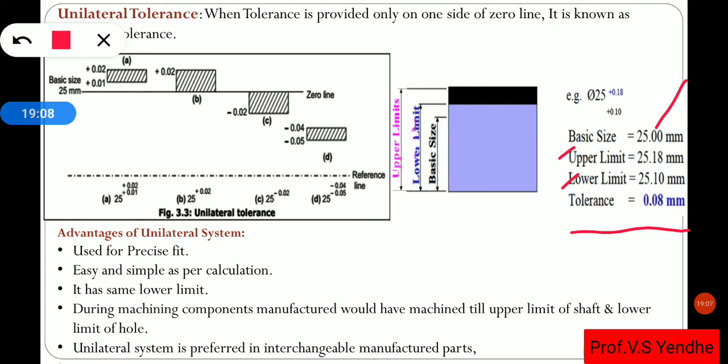We can say that whatever the tolerance is provided, that is on the upper side, that means that is more than the 25. The basic size is 25, upper limit is 25.18, lower limit is 25.10. That means both the values are more than 25, that means basic size, so that the tolerance is provided only on one side. So such a type of tolerance is a unilateral tolerance.